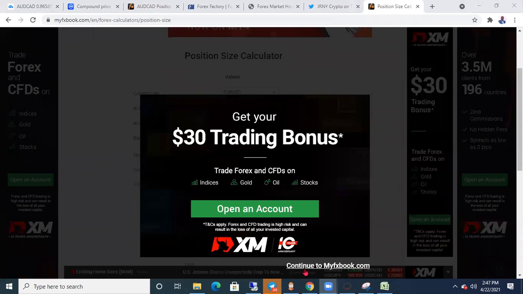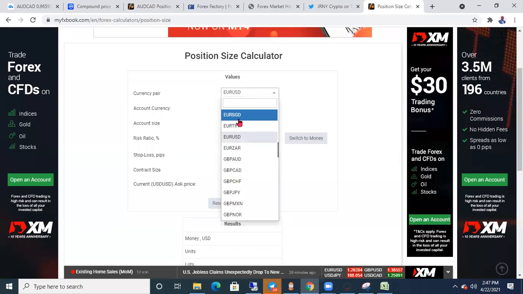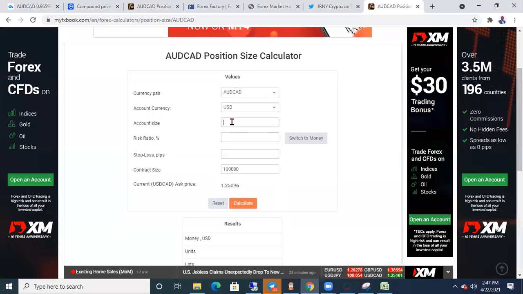Never use arbitrary stop loss. It will skew. I'll come here and use AUD card. My account size 50,000, or let's use 1,000. Risk reward ratio 1% per account. Stop loss on AUD card 20 pips. And I'll calculate.